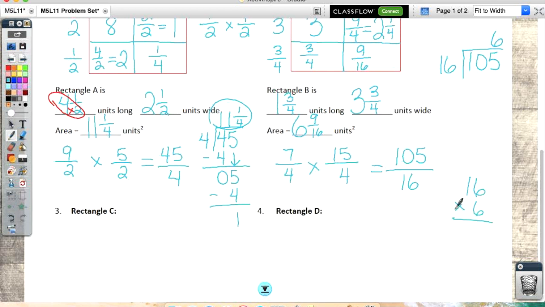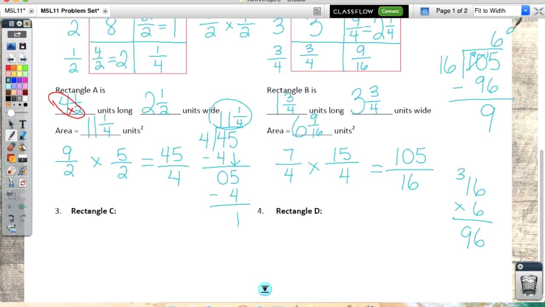Figure that out. What'd you get? 96. 96, okay. So 6 times 16 is 96. And when I subtract, I bet I'm going to get 9. Yeah. So there's regrouping there. What's 15 minus 6? 15 minus 6 is 9.